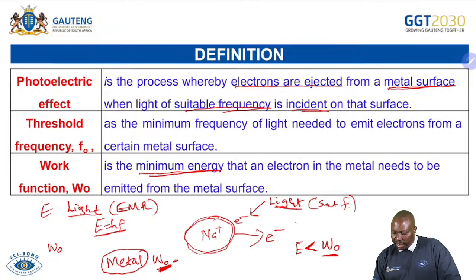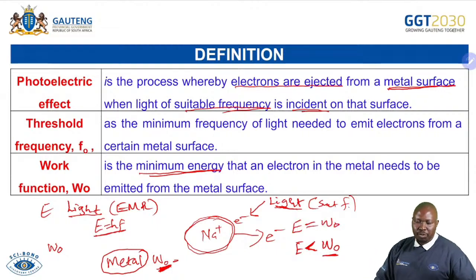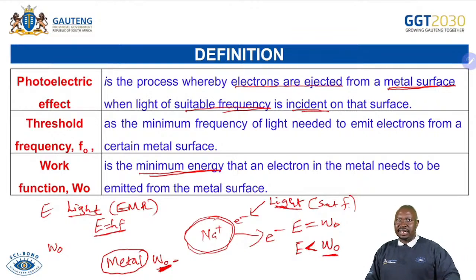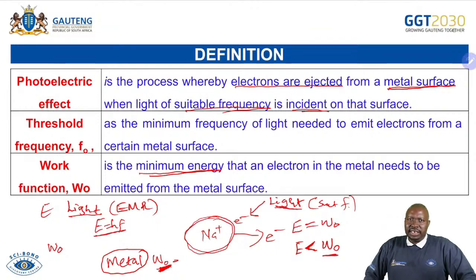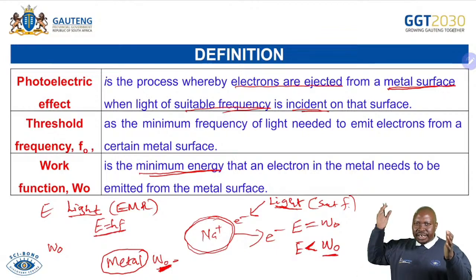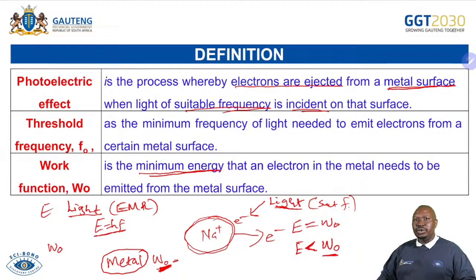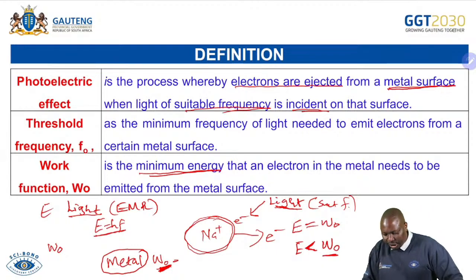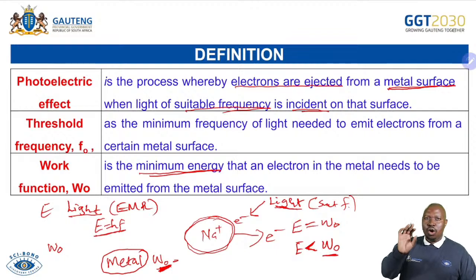But if the energy that you are bringing in is equal to the work function, let's just say they are equal, there will be removal of an electron from the metal surface, because you meet the criteria, you have the price, you are able to pay the price of removing that electron. So it's important that you always look at these two things: how much energy do we have, and how much energy is required, which we call the work function. If they are equal, there will be a photoelectric effect.